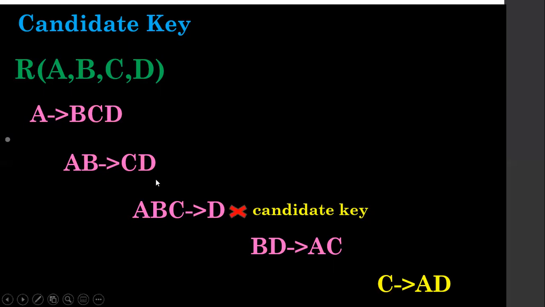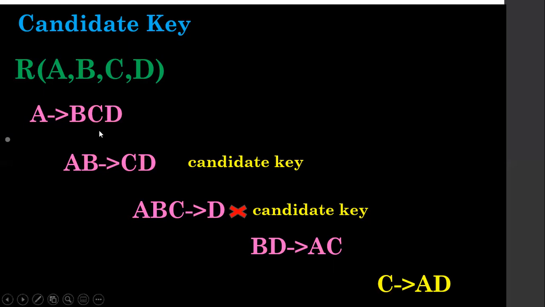So now we need to check whether AB is a candidate key. Again apply the concept of candidate key. A super key is said to be a candidate key if a proper subset of that super key is not a super key.